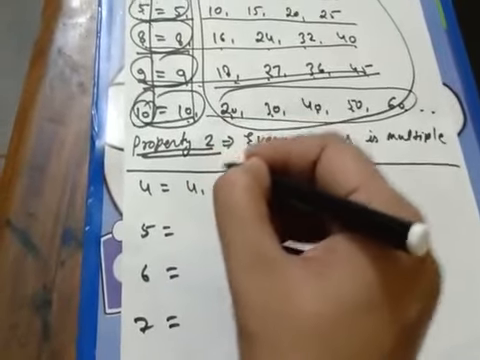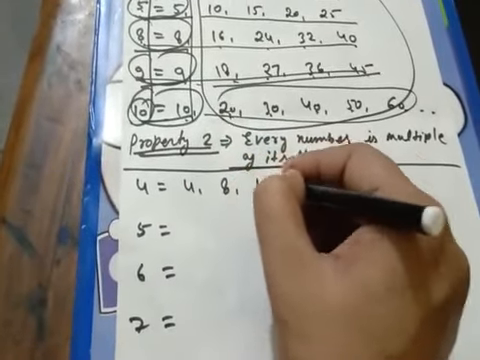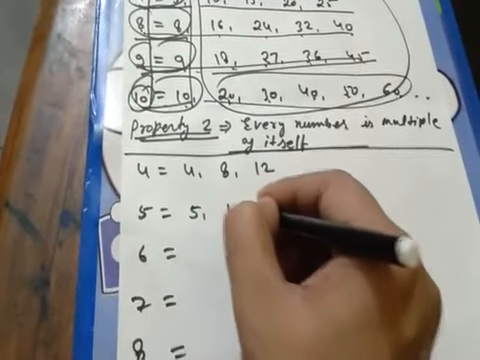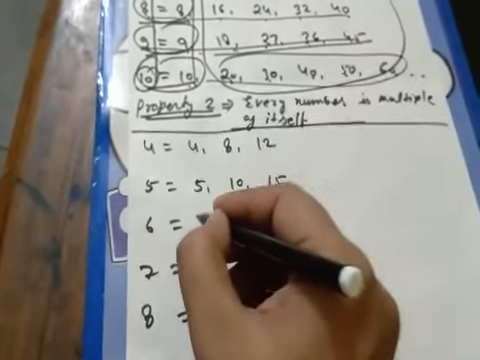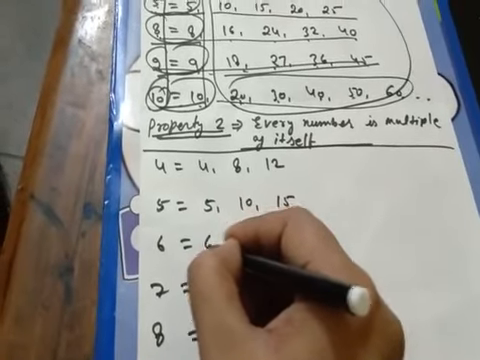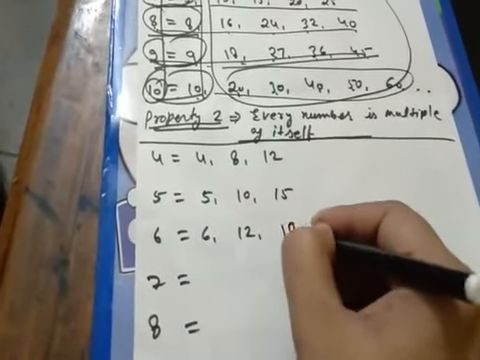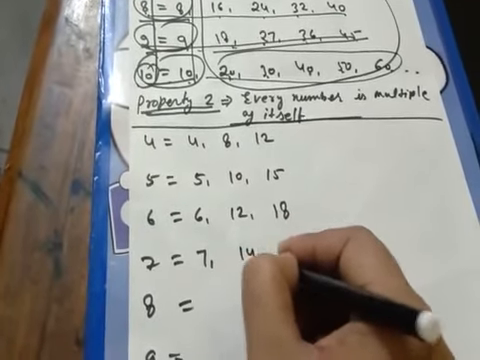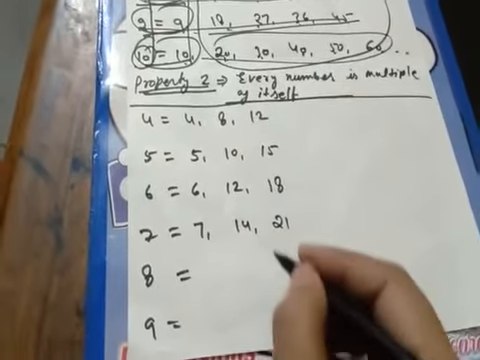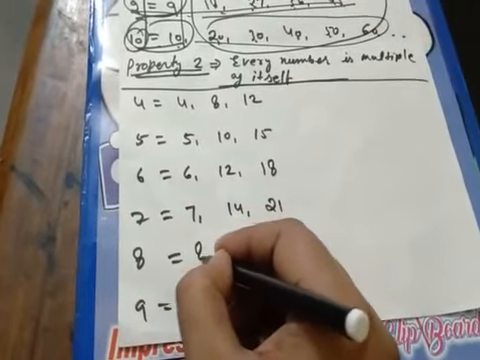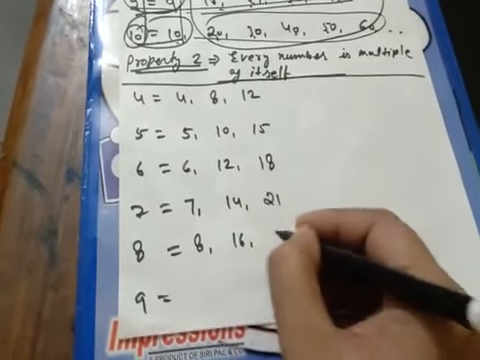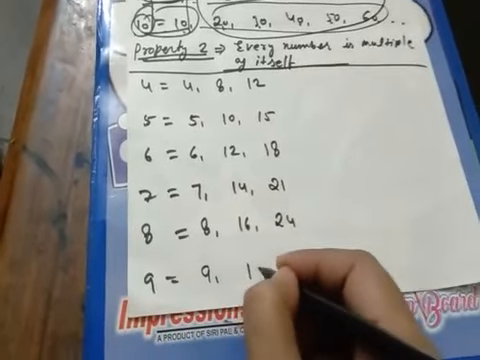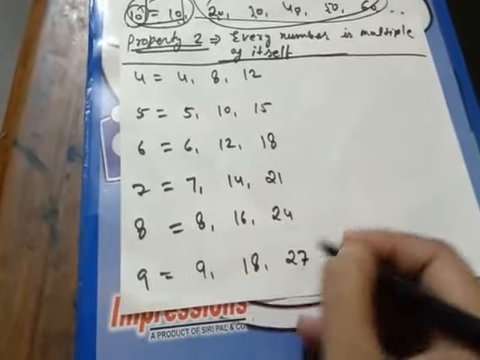Multiples of 4 are 4 times 1 is 4, 4 times 2 is 8, 4 times 3 is 12. Multiples of 5 are 5 times 1 is 5, 5 times 2 is 10, 5 times 3 is 15. Multiples of 6 are 6 times 1 is 6, 6 times 2 is 12, 6 times 3 is 18. Multiples of 7 are 7 times 1 is 7, 7 times 2 is 14, 7 times 3 is 21. Multiples of 8 are 8 times 1 is 8, 8 times 2 is 16, 8 times 3 is 24. Multiples of 9 are 9 times 1 is 9, 9 times 2 is 18, 9 times 3 is 27.